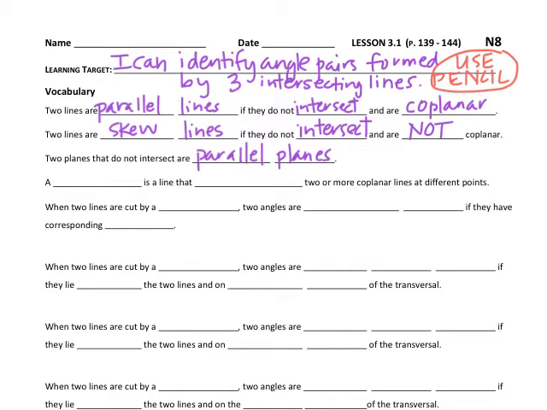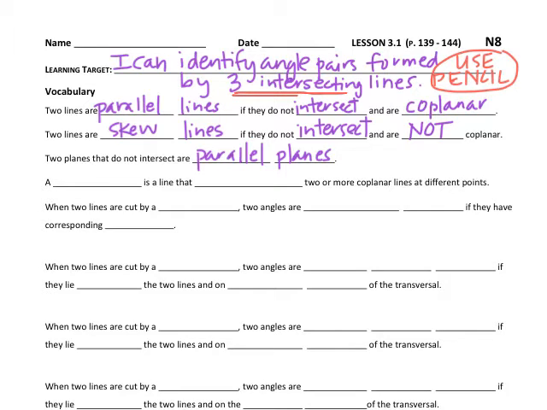Okay, we are going to be doing our lesson 3.1 notes here in this video, and the main focus of this video is going to be looking at angle pairs formed by three intersecting lines. So a lot of our work over the next several class periods and some of the videos in the future are going to be having to deal with the three intersecting lines.